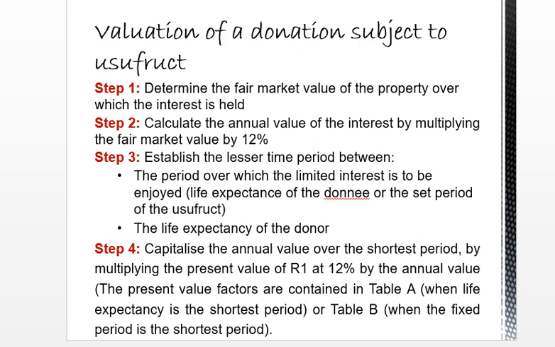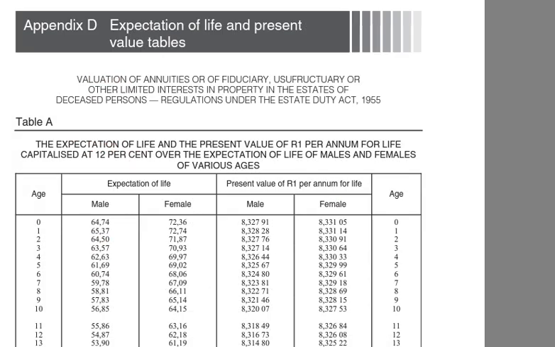Okay, so in your textbook or in the SILP book, in Appendix D of your SILP book, which has the expectation of life and present value tables, you can find this value. If you look at it, it's basically just a table of your age and what your life expectancy is, whether you're male or female at that age, and then the present value of the R1 per annum for life.